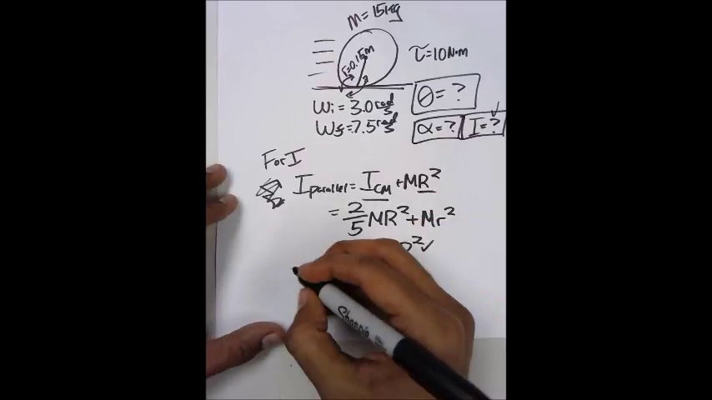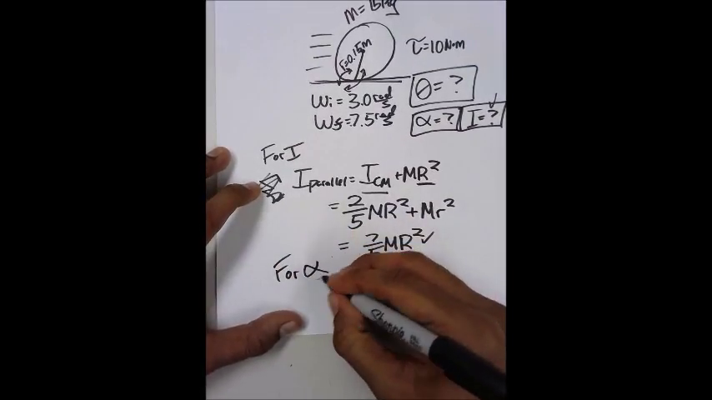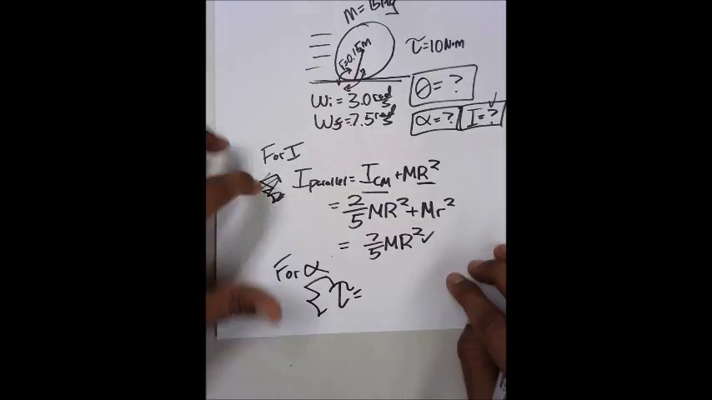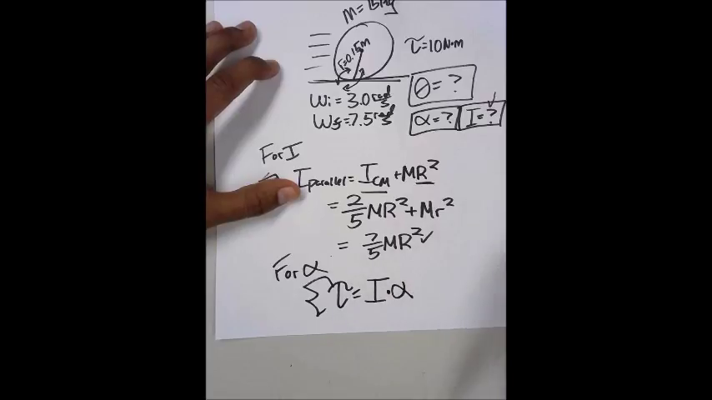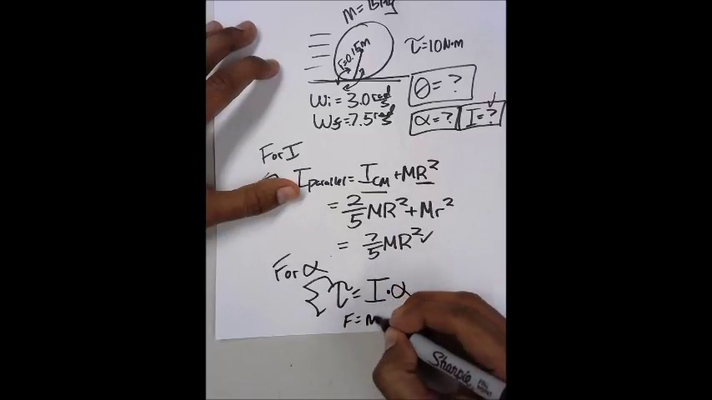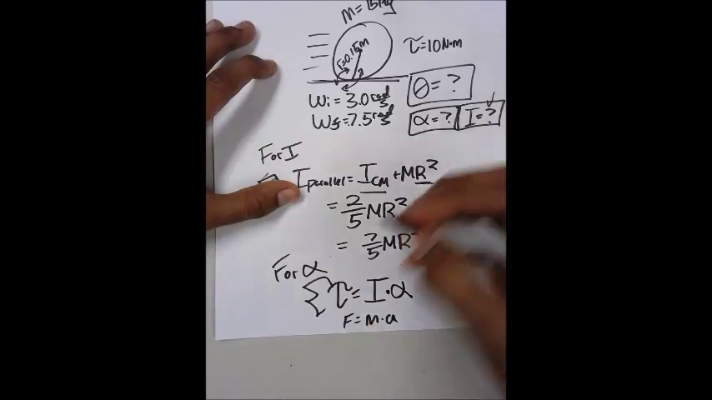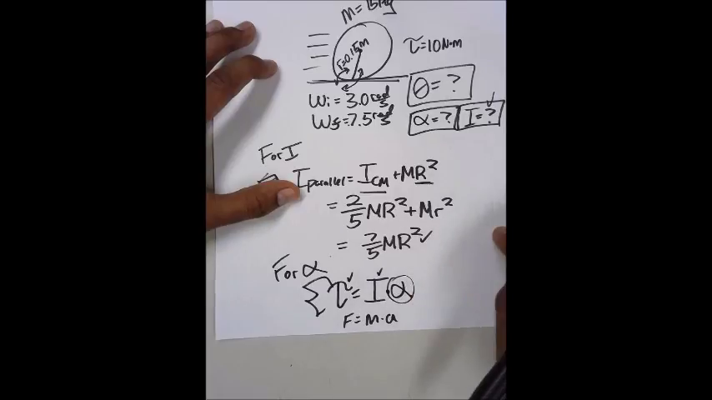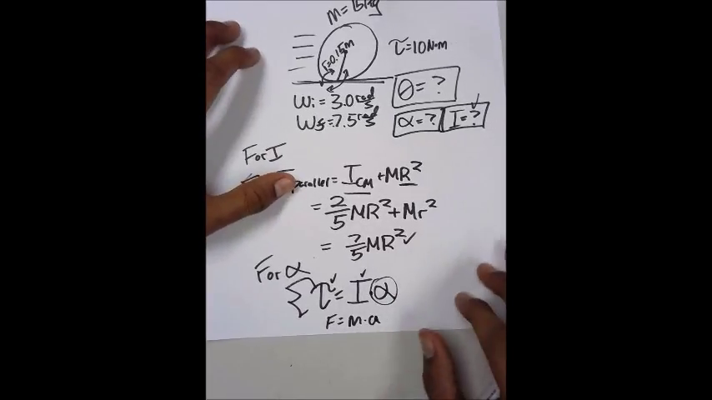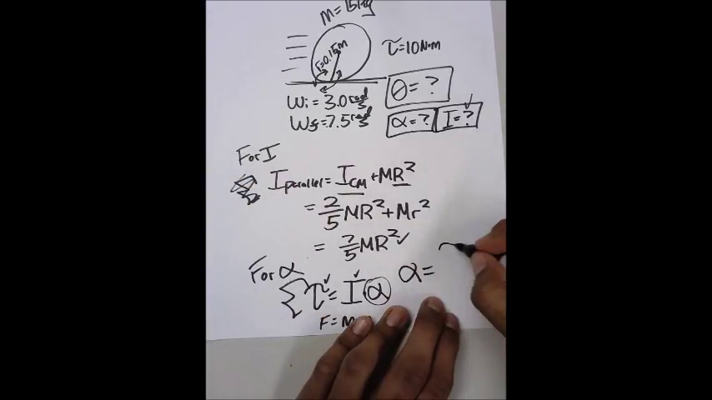Okay, so we also know that the net torque is going to be equal to moment of inertia times angular acceleration, right? This is very similar to F equals ma. In fact, it's the same thing, but just for rotation. Now, the torque we have, moment of inertia we have, we can easily solve for angular acceleration. So alpha is equal to torque over moment of inertia.